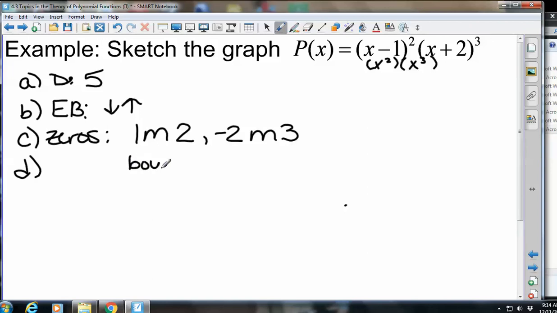2 is even, so what happens there? Bounce. Negative 2 has a multiplicity of 3. 3 is odd, so the graph will go through.